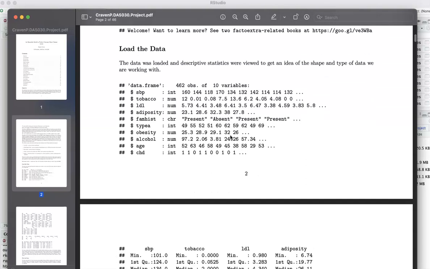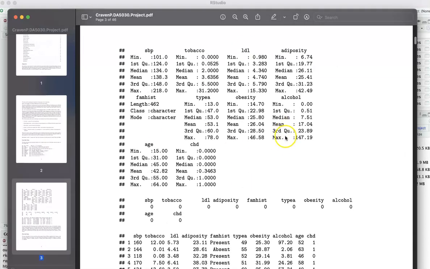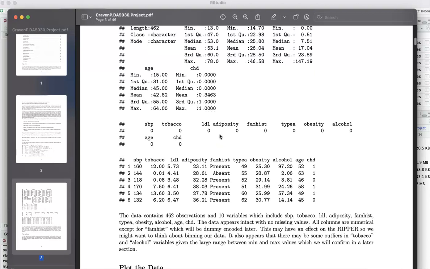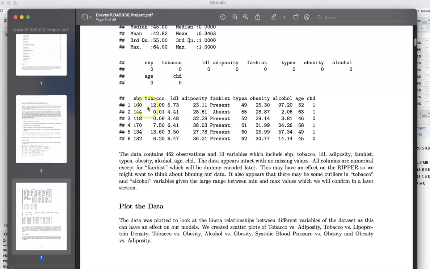And as you can see here, the data loaded, we have mostly numerical data with only one categorical. Also, we can look at the min and max and see some of the values like alcohol have a pretty wide range, so there might be some outliers here which we'll take a look at later. We have no missing values, and this is just a quick preview of the data set as it is.